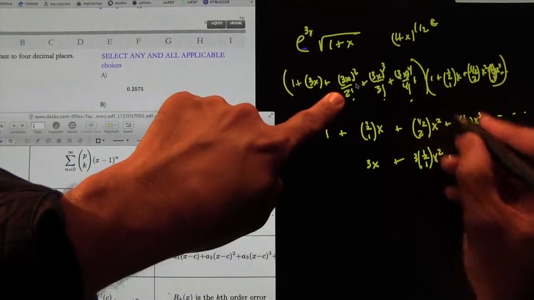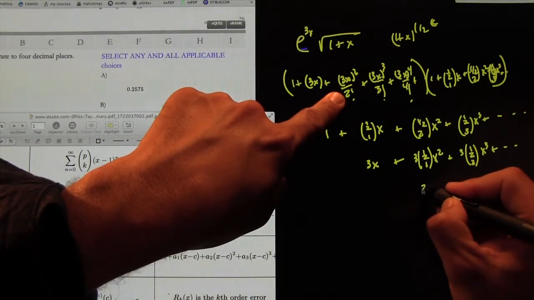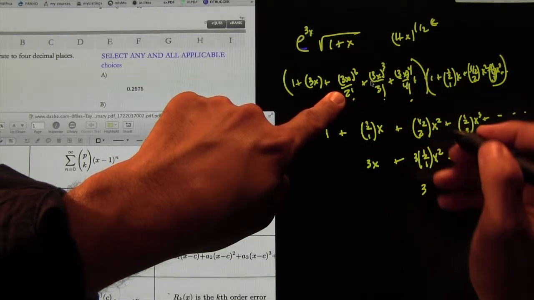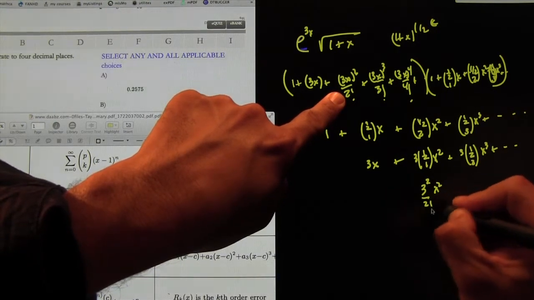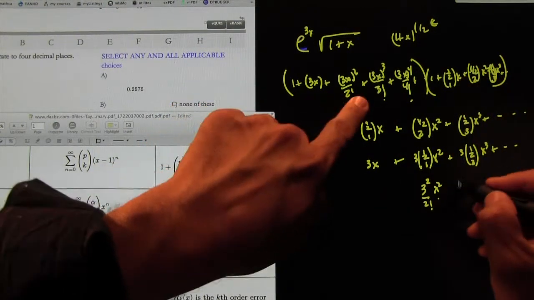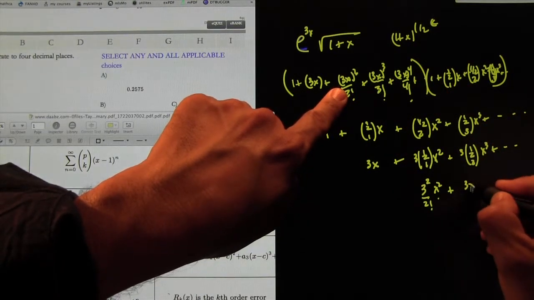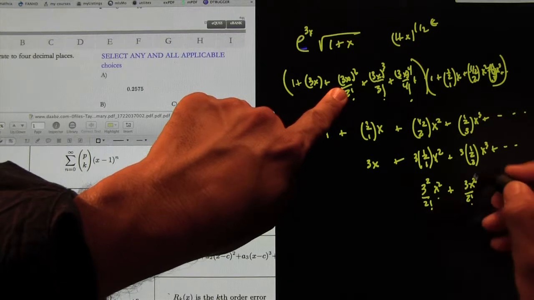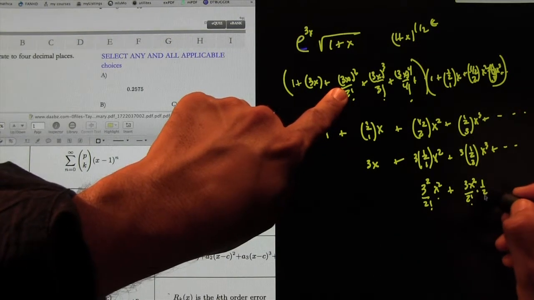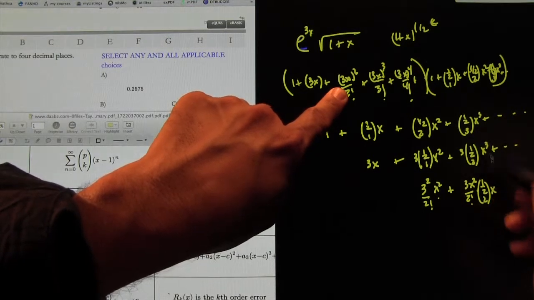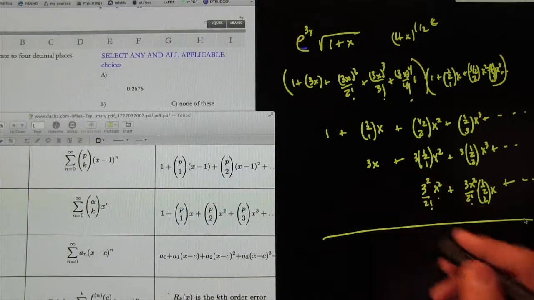For the next one, we'd have 3 square x square over 2 factorial times 1, perfect, plus the same thing but with that 3x square over 2 factorial times 1/2 choose 2 times x. That would give you a total of x to the third, and so on and so forth. This already might be enough for us to figure it out.